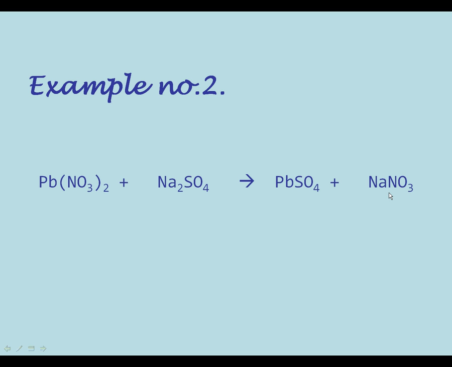And don't forget, we can only balance this by adding coefficients. So if there are 2 nitrates on the left, we'd need 2 nitrates on the right. So we achieve that by putting a coefficient of 2 in front of the whole of the sodium nitrate.